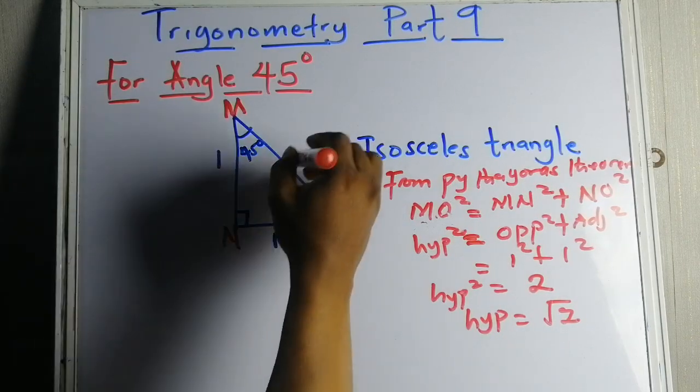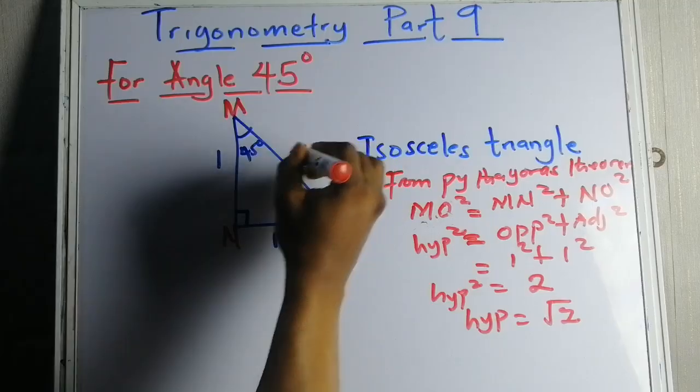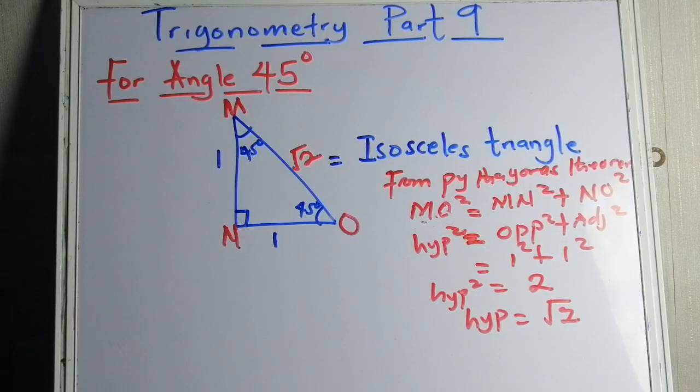So I can come here and write root 2 now. It's as simple as that. So I've gotten MN, which is the hypotenuse. From here, I can now get sine 45, cos 45, tan 45. Very simple. See that it's very straightforward.